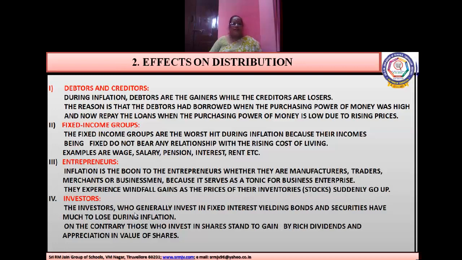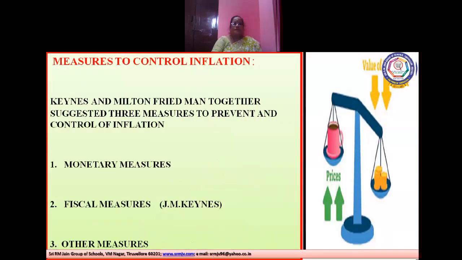The investors who generally invest in fixed interest yielding bonds and securities have much to lose during inflation. On the contrary, those who invest in shares stand to gain by rich dividends and appreciation in value of shares. Okay, so far we have seen the causes and the effects of inflation in production and distribution.